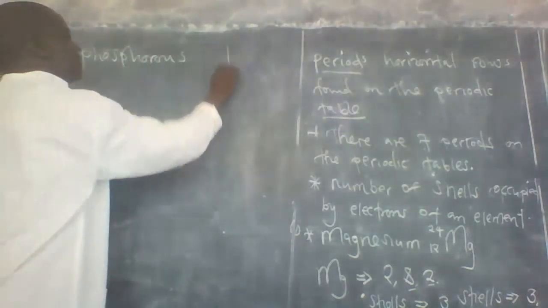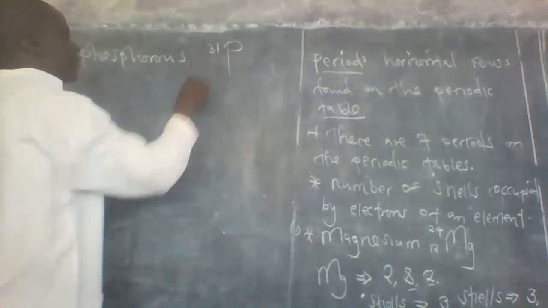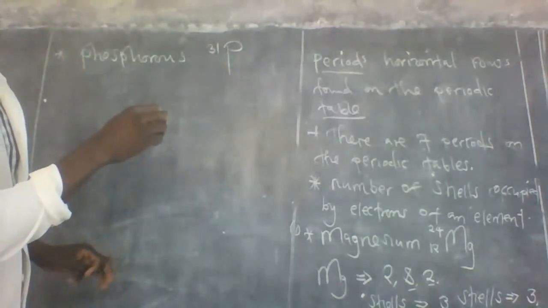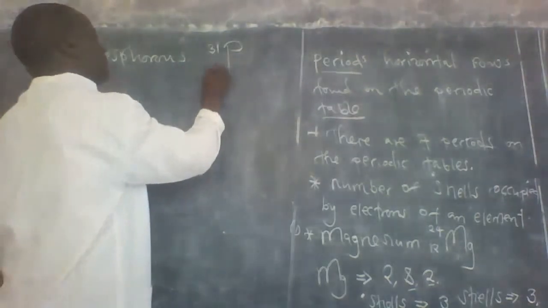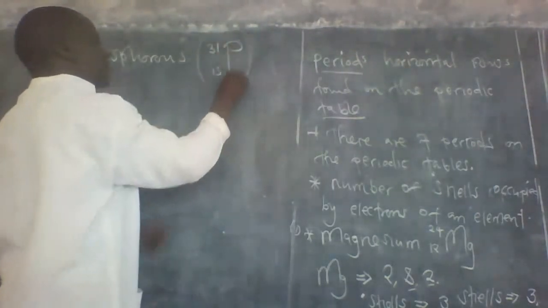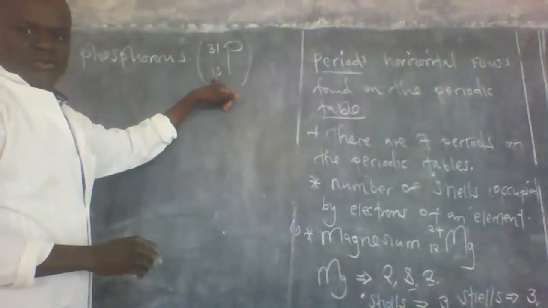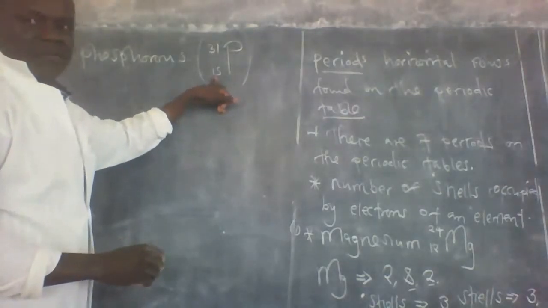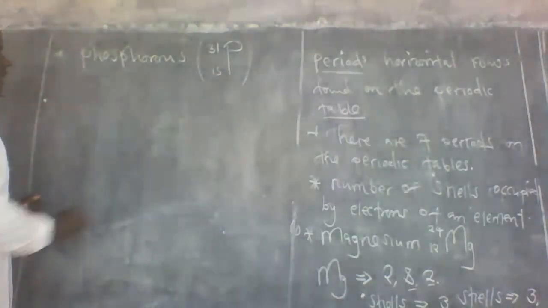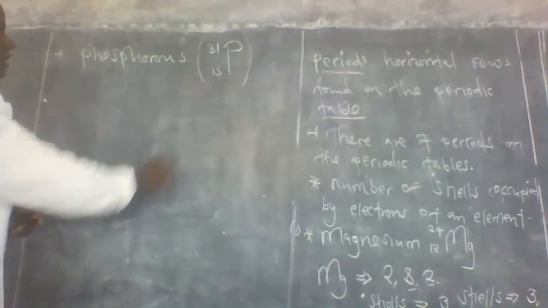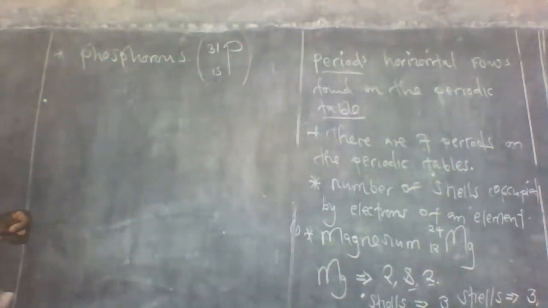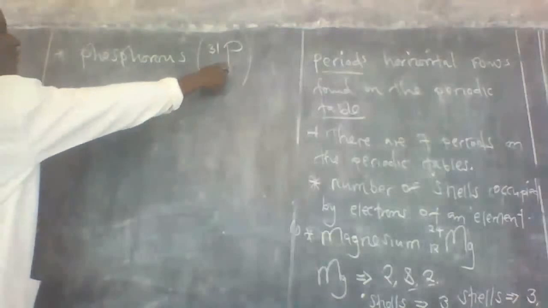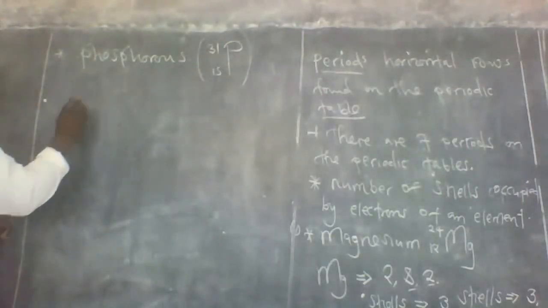Phosphorus, which is P. We have 31, then we have 15. So this phosphorus here, the number of electrons are 15. So let us see how many shells these 15 electrons can occupy, so that we tell the period where the phosphorus is found.